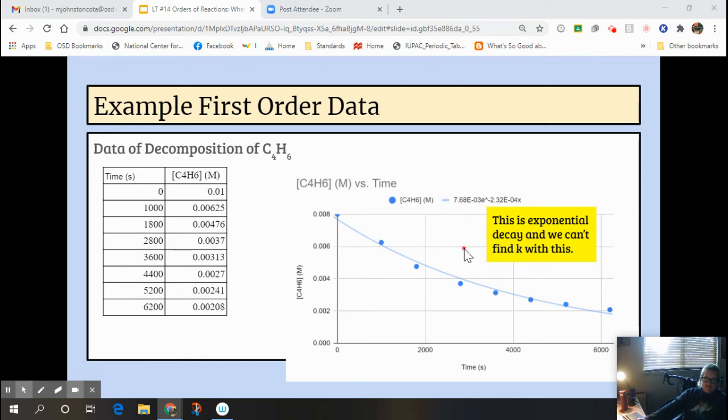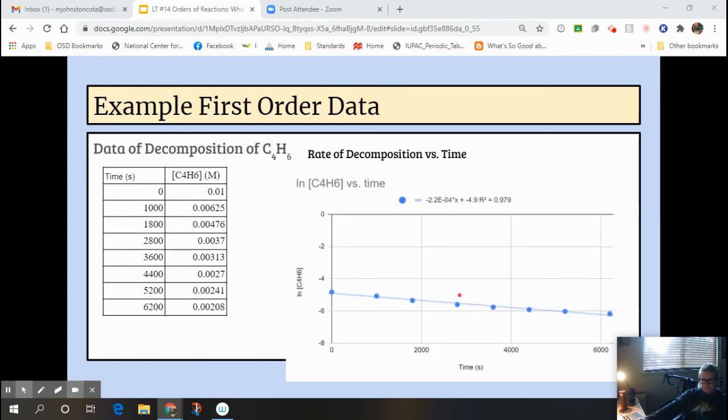And if I look at this graph here, I can't really figure out what k is. I can't find my rate constant because it does not have this in terms of a function that allows me to find a straight line. So what I'm going to do is I'm going to now graph my rate of decomposition over time, which allows me to do this by finding the natural log of the concentration of my reactant, C4H6. If I find the natural log of a first order reaction, all of a sudden I get a straight line.